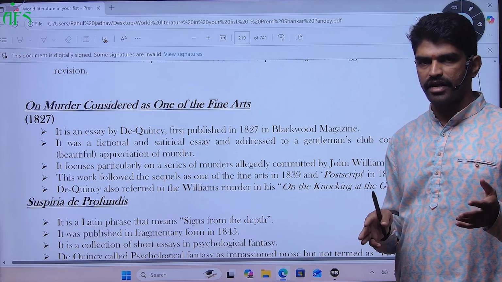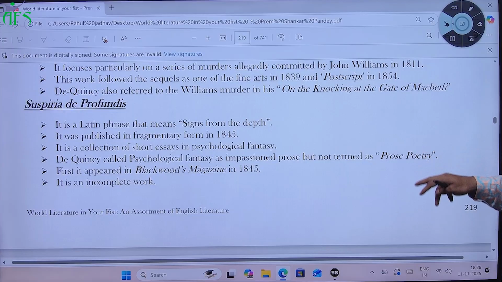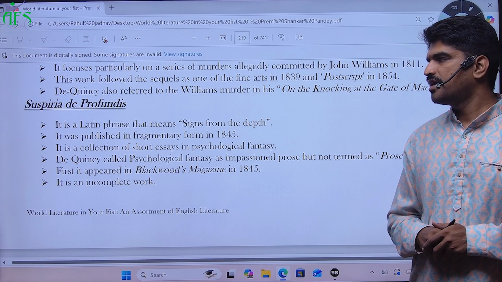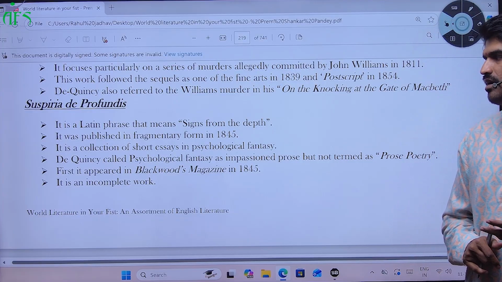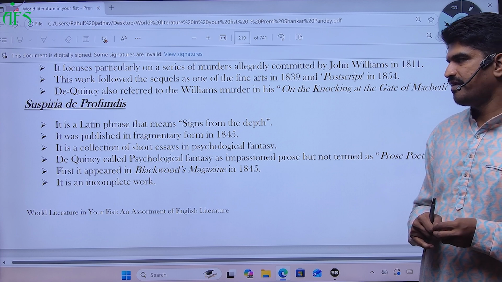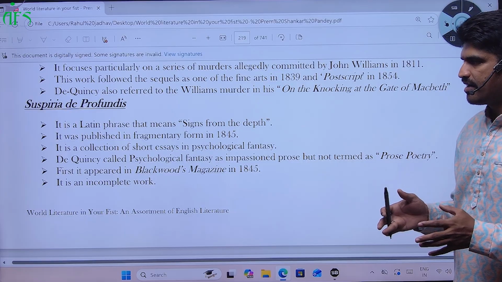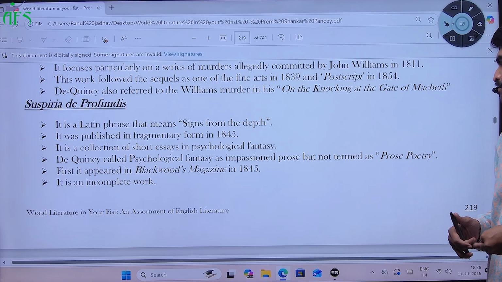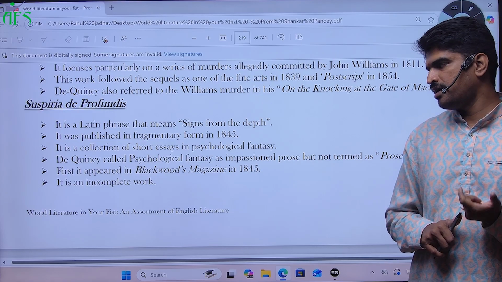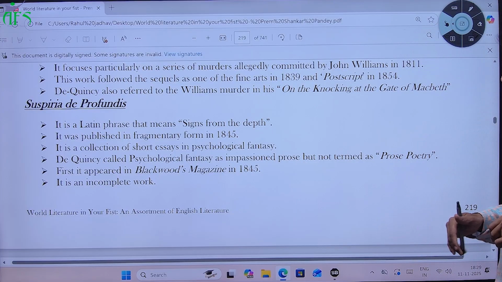De Quincey, again a prominent figure, also referred to the Williams murder in his On the Knocking at the Gate in Macbeth. Then his Suspiria de Profundis. It is a Latin phrase that means sighs from the depths, and this was published in fragmentary form in 1845. It is a collection of short essays in psychological fantasy. De Quincey called psychological fantasy impassioned prose, but not prose poetry. It first appeared in Blackwood's Magazine in 1845. It is an incomplete work by Thomas De Quincey.